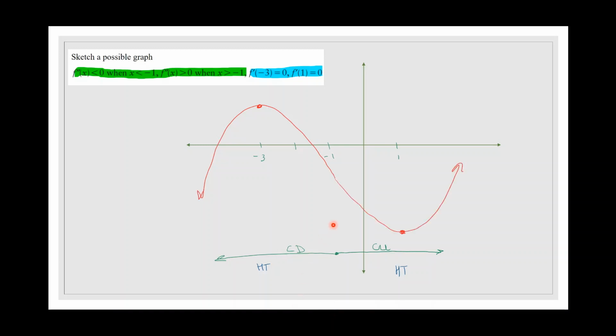Okay, and this last part, we want a flat slope at x equals +1, and all of this has to be concave up. This particular point where it switches from concave up to concave down is called an inflection point.